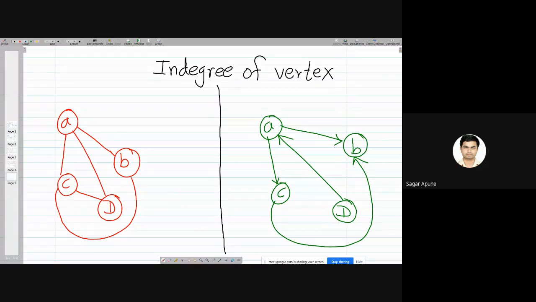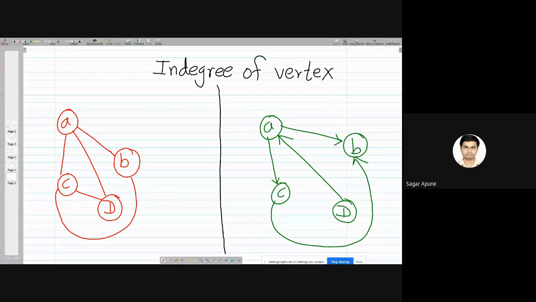So now in degree states that in a directed graph, the in degree of a vertex is the number of edges for which it is head. Okay. In a directed graph. Means what?